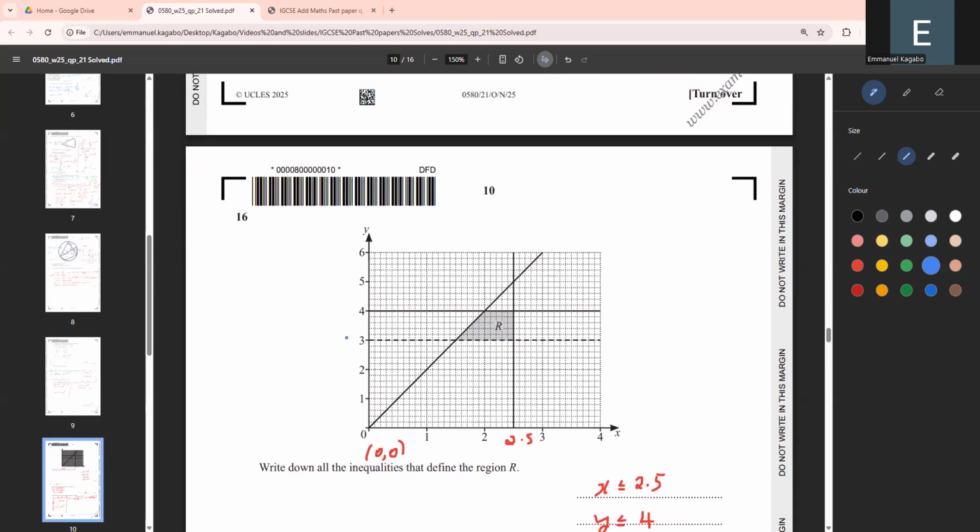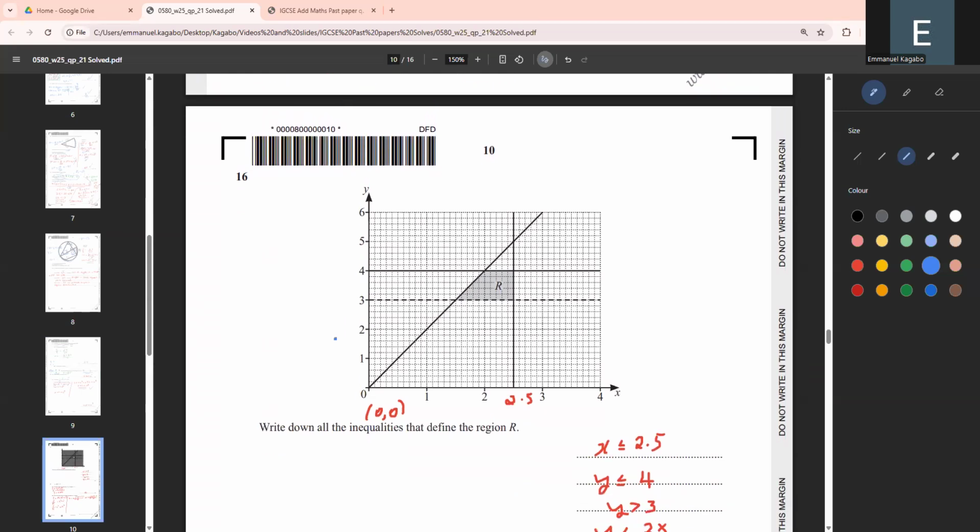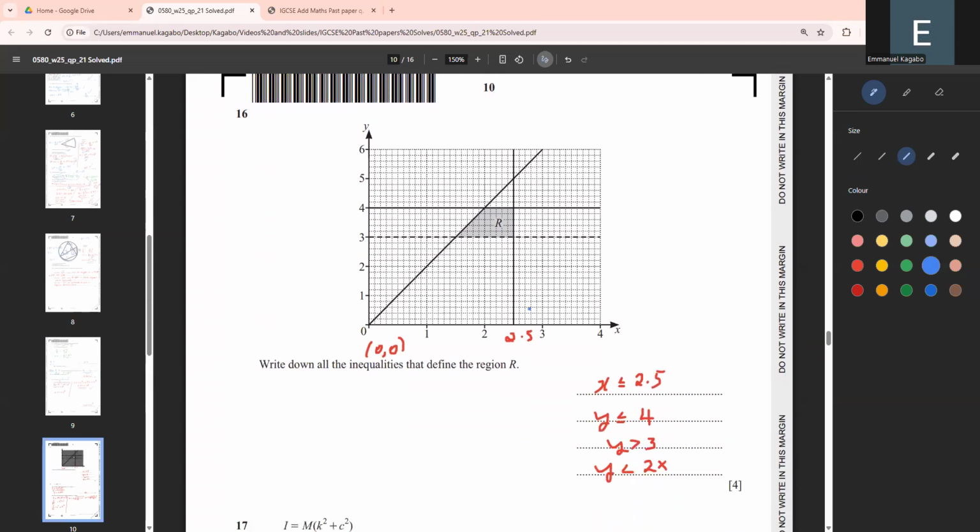Okay. The next question is about shading. So we need to get the equation. I started by identifying this. This is the 2.5. Then they shaded the region wanted, that is the required region here. What values are there? Those are the values that are less than 2.5, and this is x.